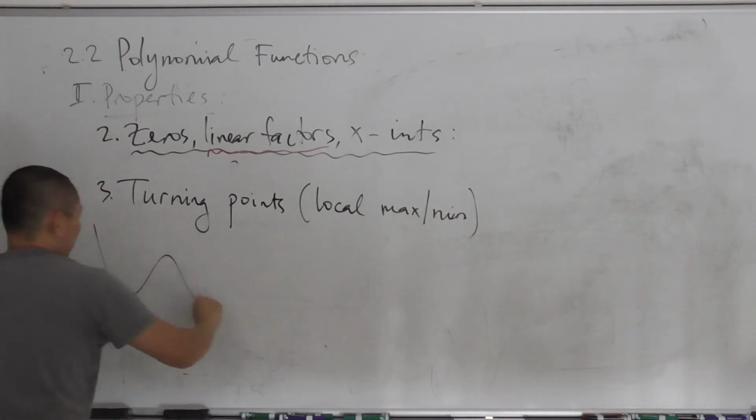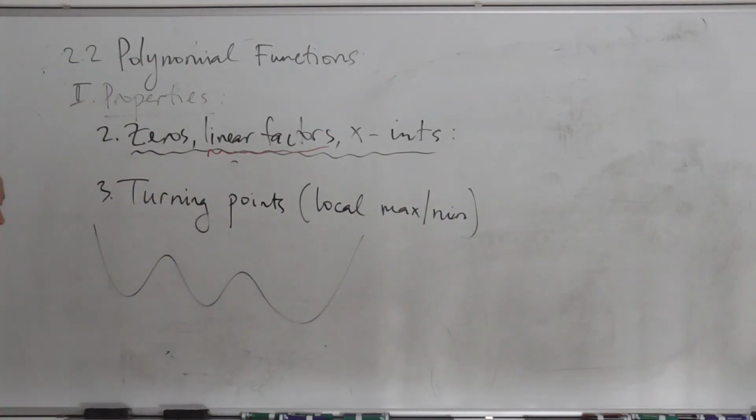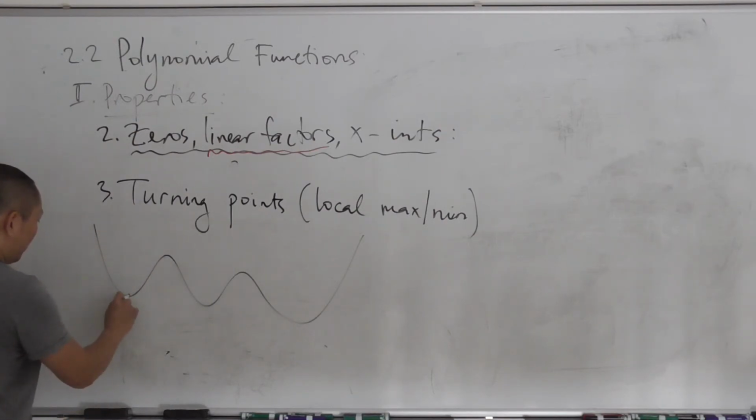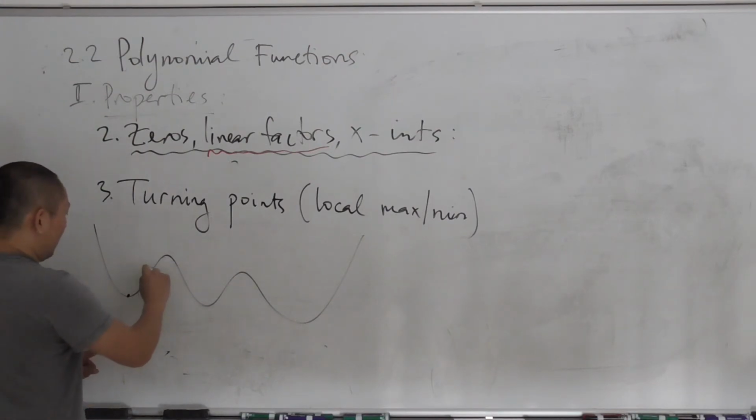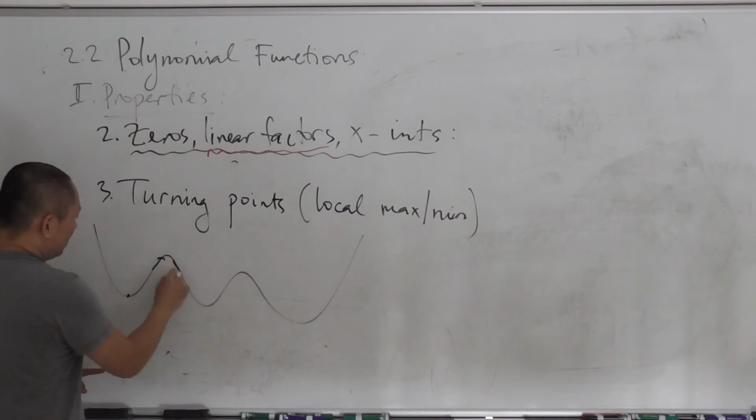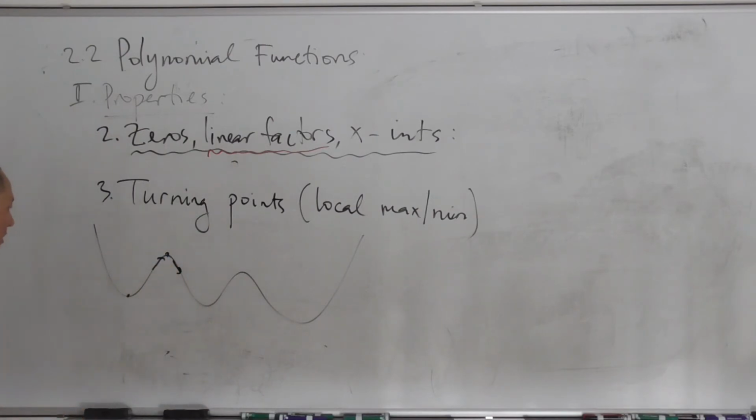Say you have a polynomial, just draw it randomly, okay? If you trace along the graph, see what happened. The graph tends to go down, then go up. So if the graph goes down to go up, the point right here is called the turning point. Similarly, if the graph tends to go up and go down, this point right here is called a turning point.